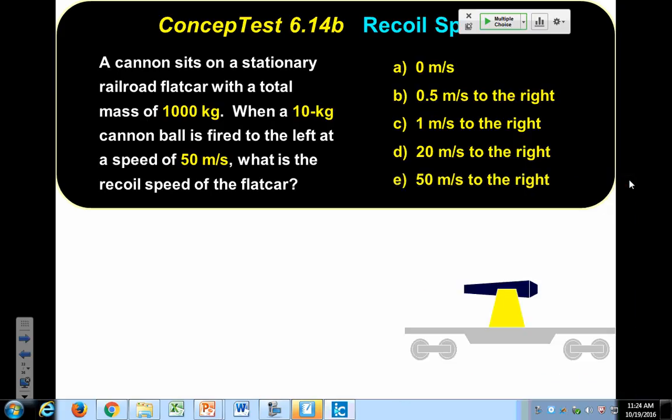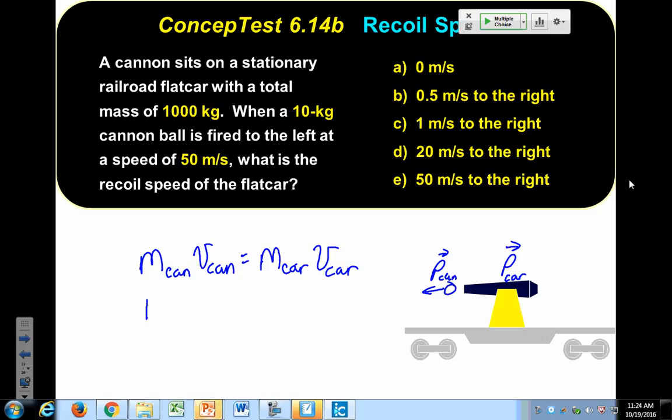So when I fire the cannonball, the momentum of the cannonball will equal the momentum of the car. They're going to be equal but opposite, so I can just set them equal. The mass of the cannonball times the velocity of the cannonball is equal to the mass of the car times the velocity of the car, or the speed of the car, really. The mass of the cannonball is 10, velocity is 50, mass of the car is 1,000. So V of the car has to be a half meter per second to the right. So B is the right answer there.